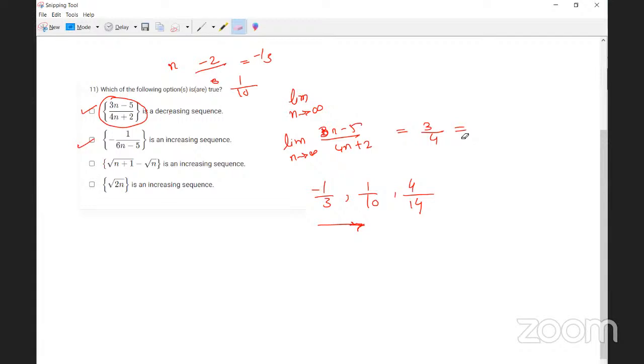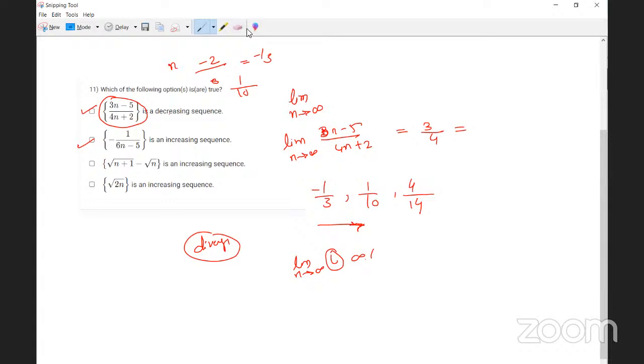When we are finding the divergence, we check the limit as n tends to infinity. Whether it is diverging or converging, we need to check the limit as n tends to infinity. If it gives infinity, it is diverging. If it gives a particular value, that is converging, right?